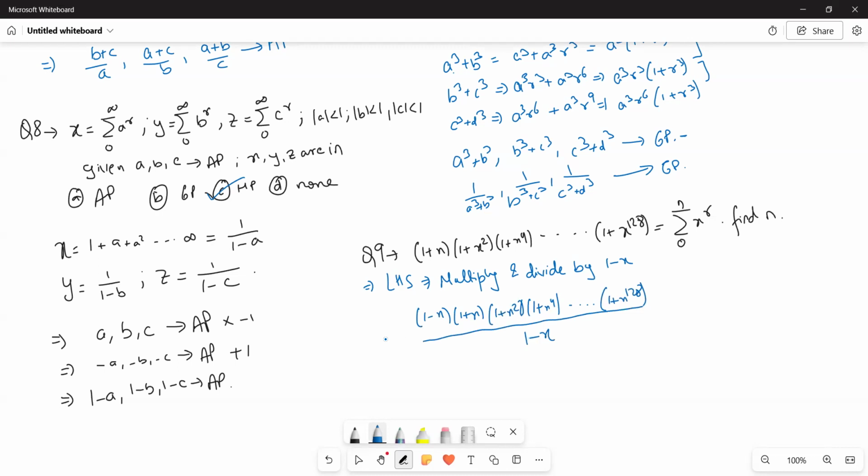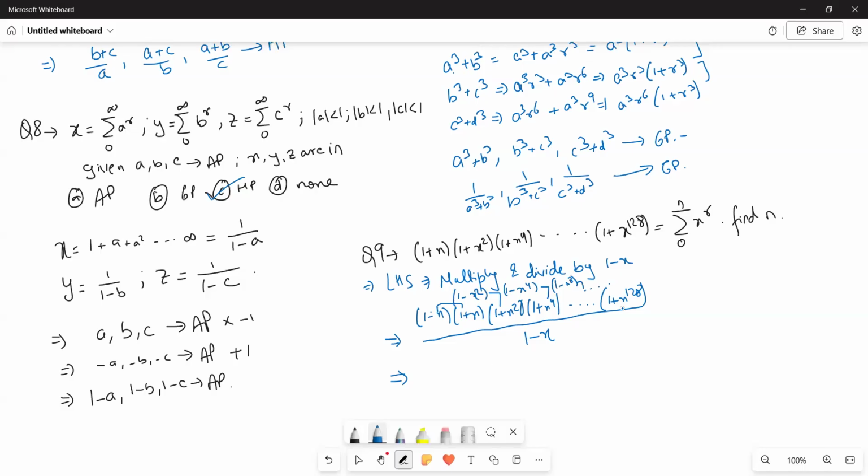Now, the reason why we do this is because this will actually start a chain reaction in the following form. What will happen to 1 minus x into 1 plus x? 1 minus x square. But then this 1 minus x square will club with 1 plus x square, and will generate a 1 minus x power 4. Now that 1 minus x power 4 will club with this 1 plus x power 4, will create a 1 minus x power 8. And this is how it continues.